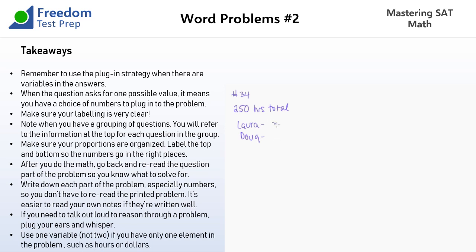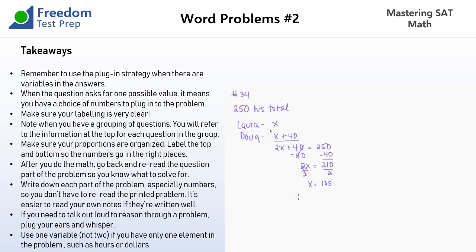So if we make Laura X, we can make Doug X plus 40 to represent the extra 40 hours that he spent. Now, added up, they said combined, right? So if we add these up, we get 2X plus 40. And the total, we already wrote, is 250. So we can now very easily subtract out the 40. We get 210. 2x equals 210. And then let's just divide it by 2. And we get 105 as our x.